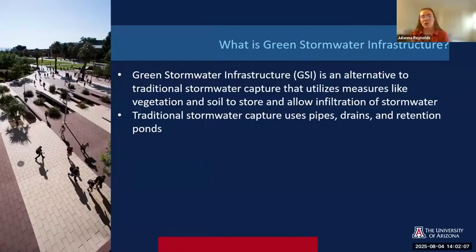So what is green stormwater infrastructure? It's an alternative to traditional stormwater captures that utilize measures like vegetation and soil to store and allow infiltration of stormwater. Traditional stormwater measures are designed to move water rapidly to prevent flooding, but can reduce the likelihood of water properly infiltrating the soil and recharging groundwater.